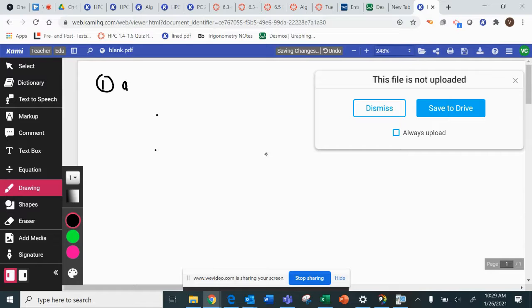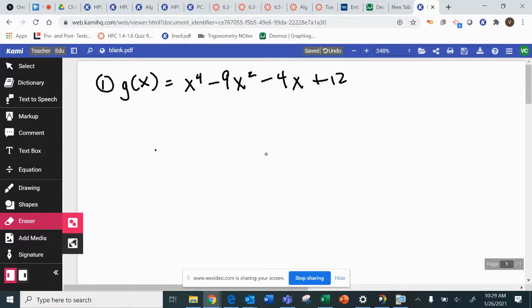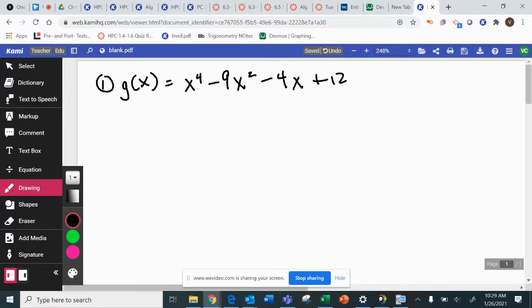All right, so number 1 is g of x equals x to the 4th minus 9x squared minus 4x plus 12. So this is kind of like what the review is going to be today.